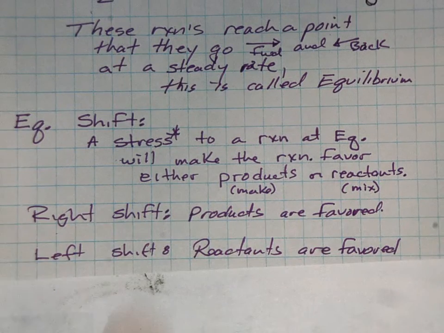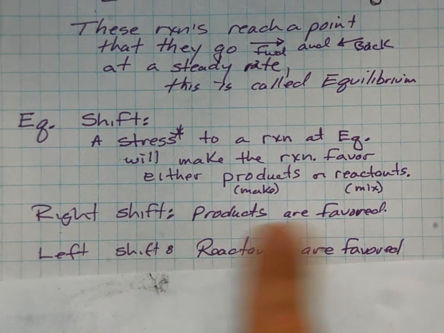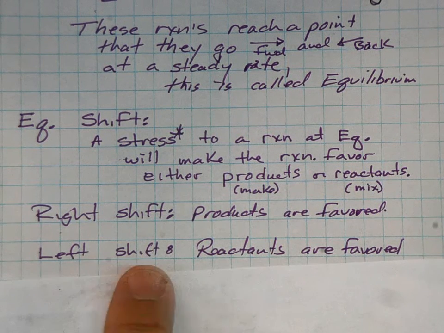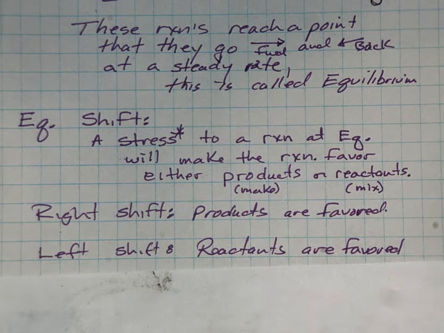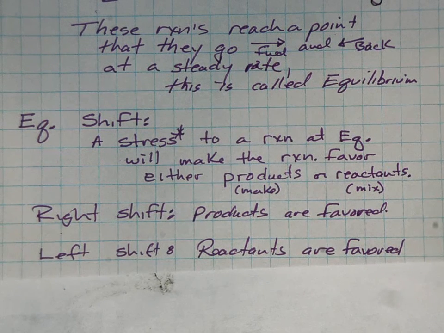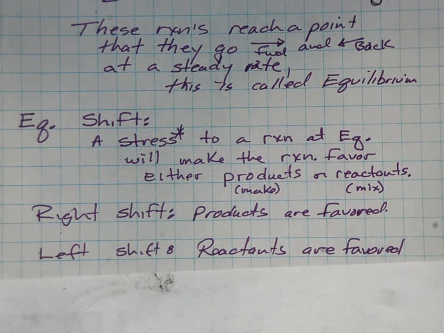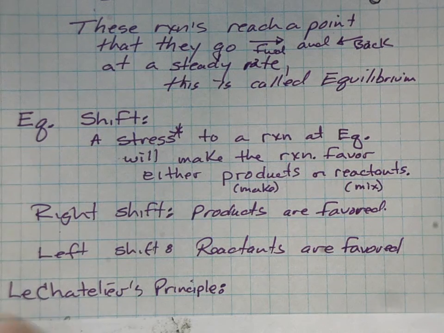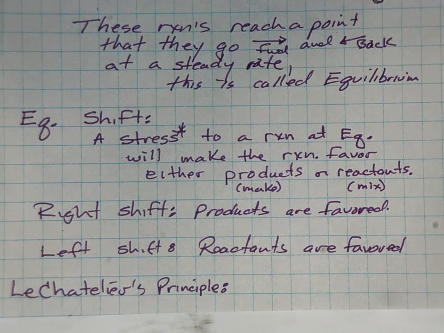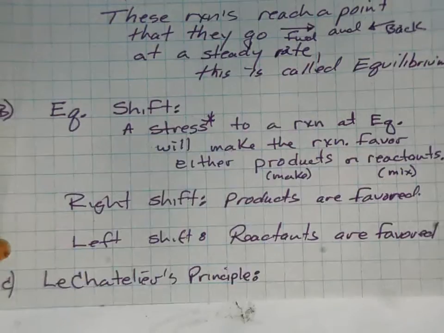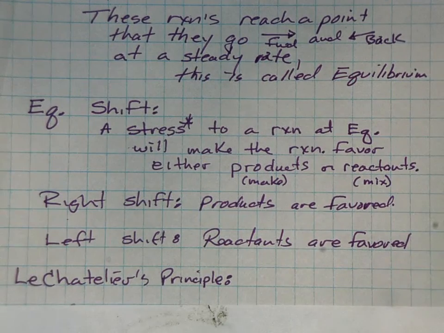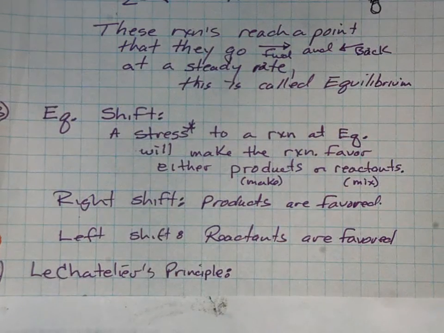Okay, and then just the definition, a right shift means that the products are favored. If the equilibrium shifts left, the reactants are favored. So you can write that down there. The next part is going to be Le Chatelier's principle. He was a French chemist that worked out a lot of this stuff. That's where we're going to stop our notes today with Le Chatelier's principle.